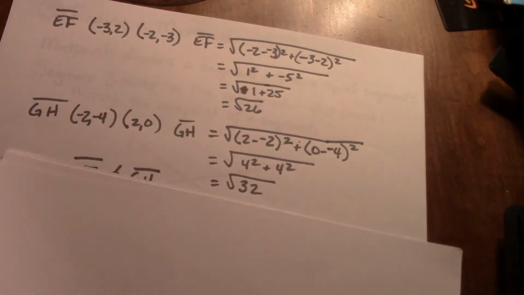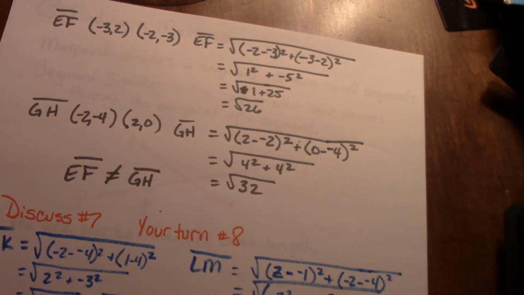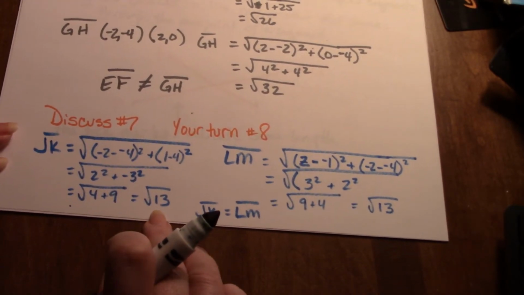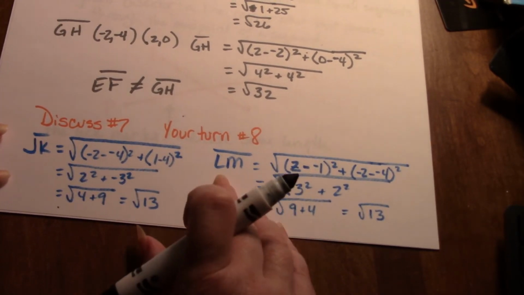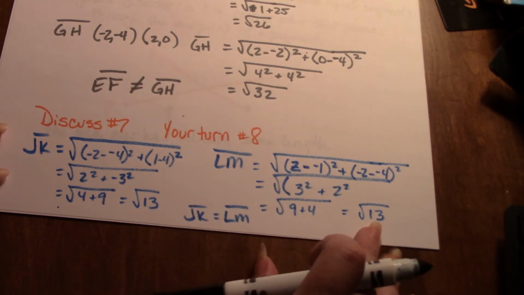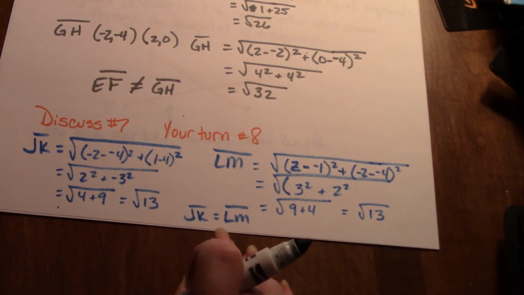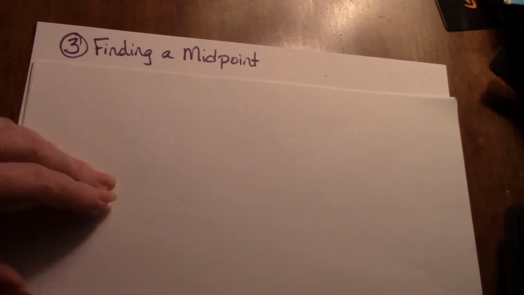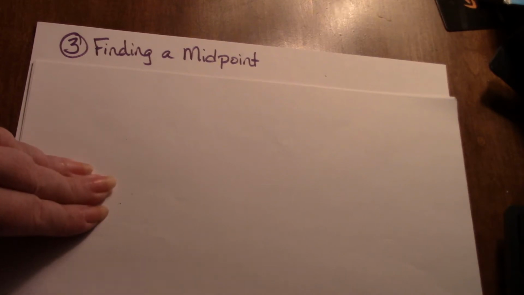Your turn number 8, line JK has a distance of the square root of 13, and line LM is also root 13, so JK equals LM. Next, we're going to find the midpoint. For part 3, we're going to look at an easy way to find a midpoint.